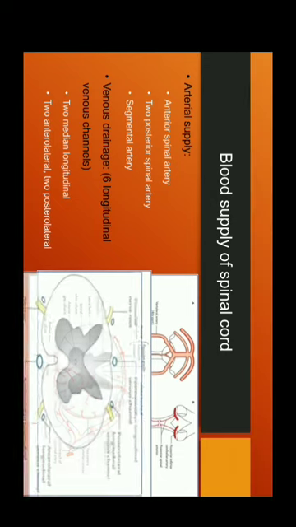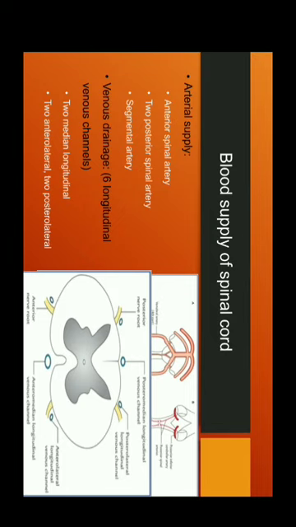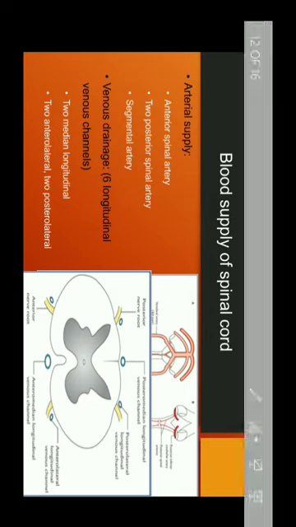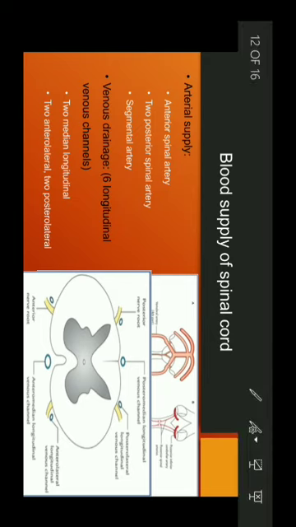Let us move further with the venous drainage. There are 6 longitudinal venous channels, 2 median longitudinal, 2 anterolateral and 2 posterolateral channels. All these venous channels drain into the intervertebral venous plexus, which drains further into the vertebral, posterior intercostal, lumbar and sacral veins. Cranially, these venous channels drain into the vertebral and basilar venous plexus.